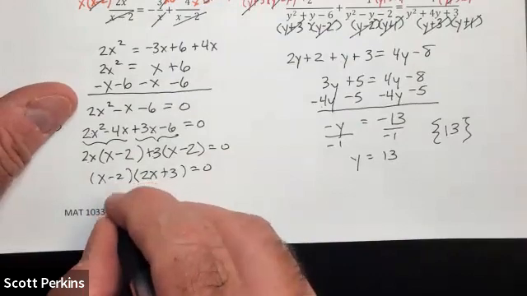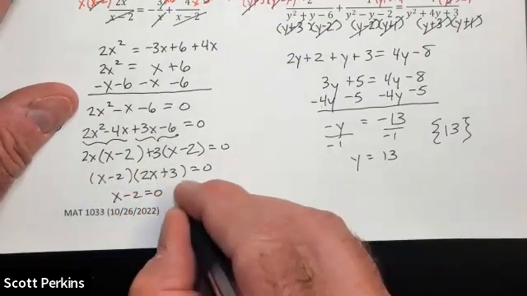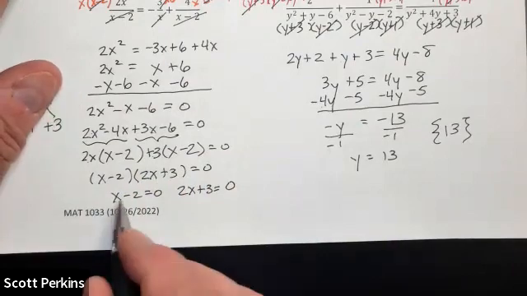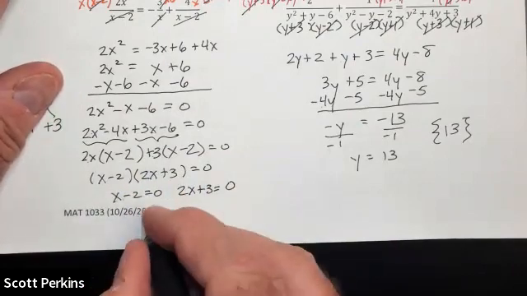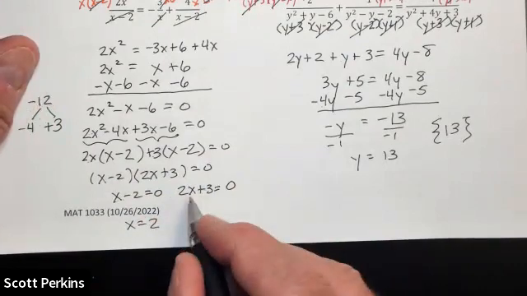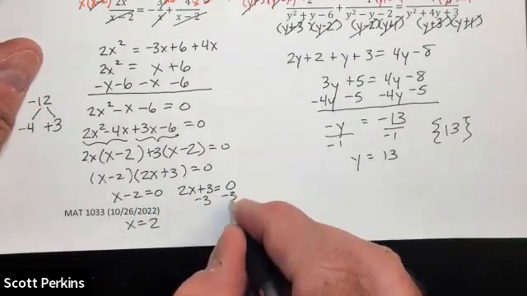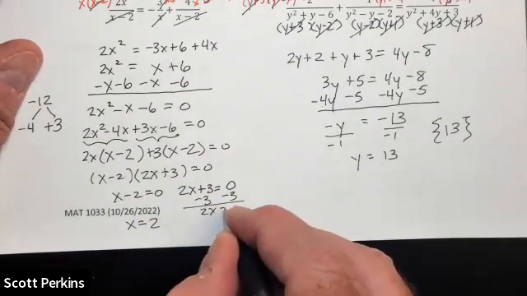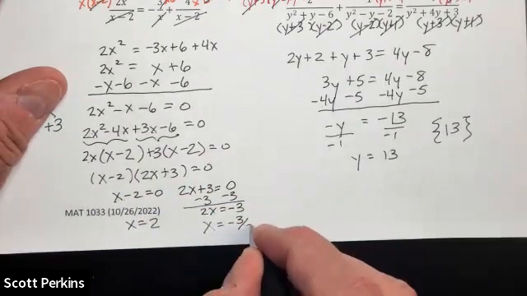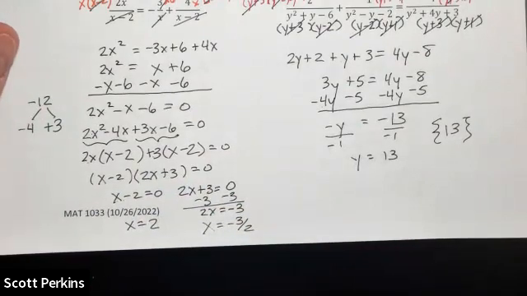So my 2 factors, I've got x minus 2 equals 0. I've got 2x plus 3 equals 0. x minus 2 equals 0. When I add 2, I get that x equals 2. The second one, I'm going to subtract 3 first. And when I divide both sides by 2, I get negative 3/2. So I've got 2 solutions. I've got to check them both.